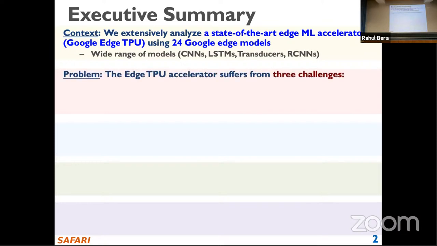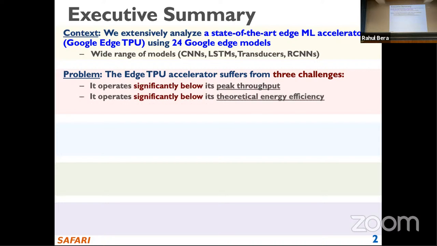After doing this extensive profiling, we understood that the Edge TPU accelerator suffers from three main challenges. The first one is that it operates significantly below its peak system throughput. The second is that it also operates significantly below its theoretical energy efficiency. And the third is that the memory subsystem was quite poor, handling memory accesses quite poorly.